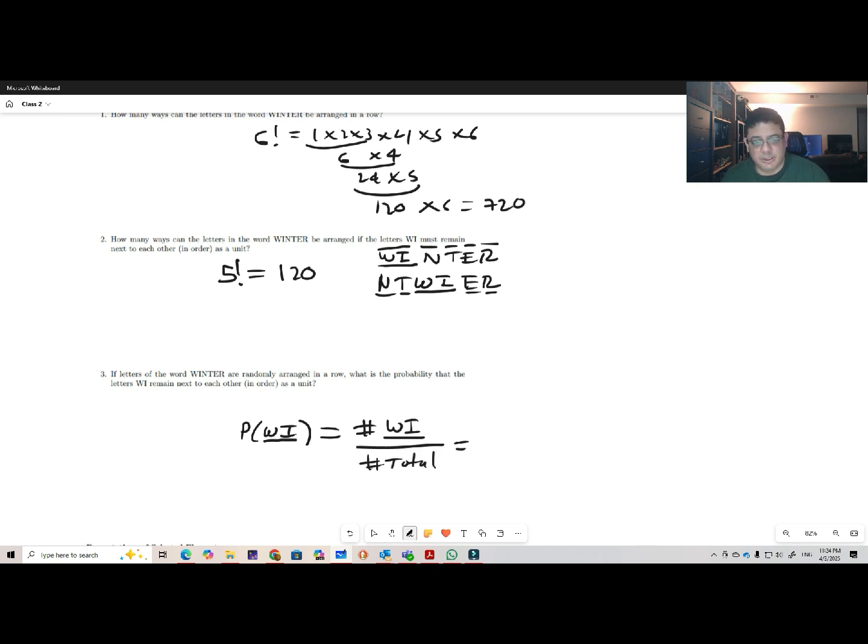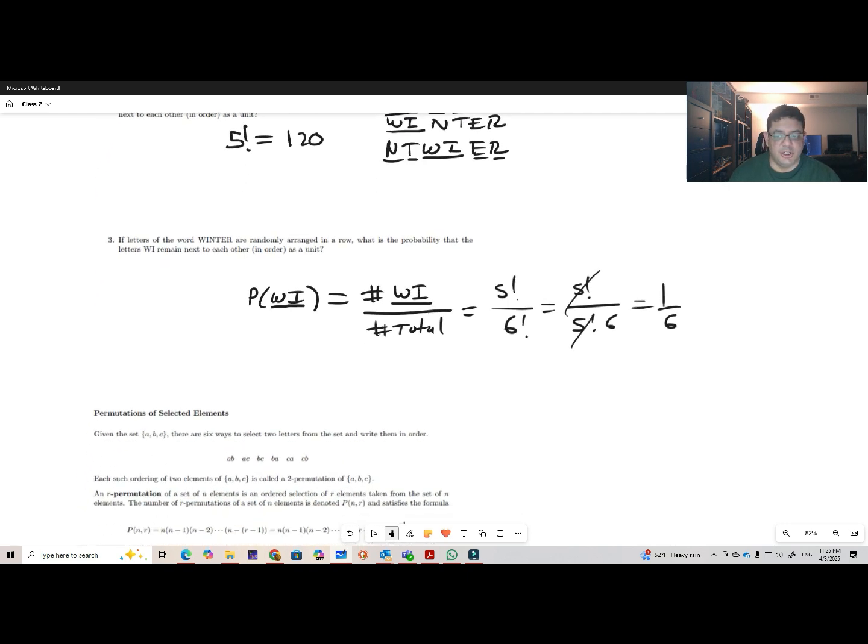And so from here we know that this is 5 factorial over 6 factorial, which is just going to be 5 factorial over 5 factorial times 6. So this is actually 1 over 6. We get to cancel this. Okay.